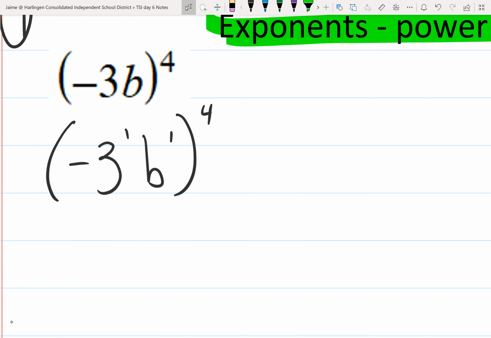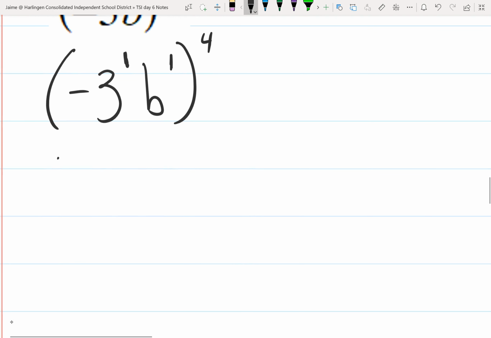When you have a power to a power, you multiply. Make a note somewhere. Write that down somewhere. What do you multiply? You multiply the exponents. So this is the way it looks. It's negative 3, and the 1 that's here, that's times 4 now. The b that has a 1, that's all times 4.